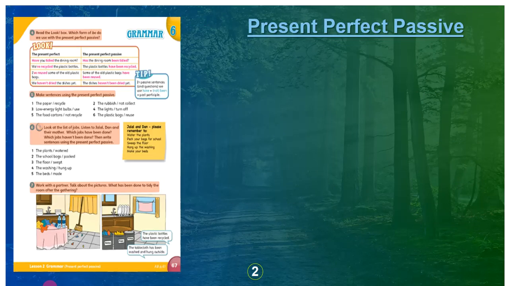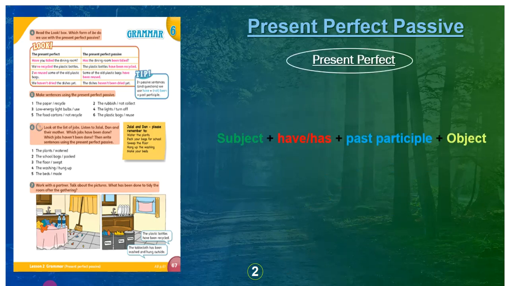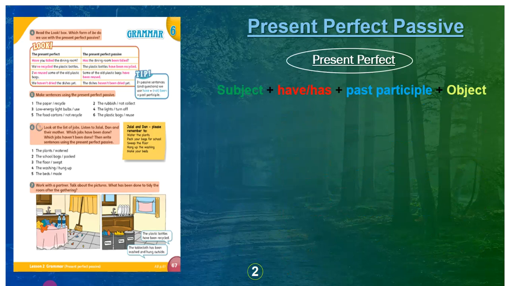Present perfect passive was the grammar lesson, the grammar 1 lesson. Let's go through the present perfect first before we move on to the present perfect passive. Present perfect is has or have plus the past participle, or the third verb. So this is the form of the sentence. It will start with the subject, has or have, plus the past participle, and then it ends with the object. In active sentences, we start with the subject and it ends with the object.